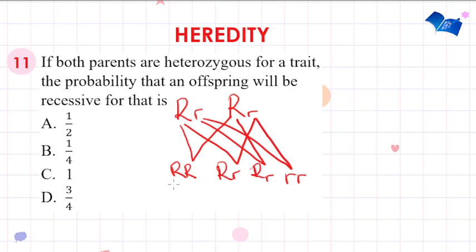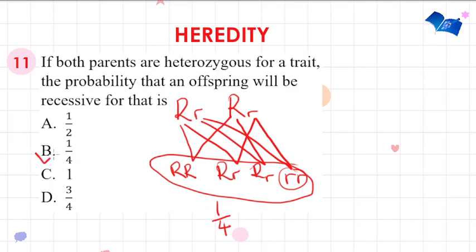This shows homozygous dominant, heterozygous, and homozygous recessive. So you can see definitely that the answer is going to be 1 all over 4. The probability of that offspring being recessive for the trait is 1 over 4. So we have our answer as B.